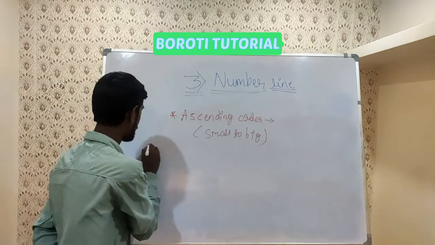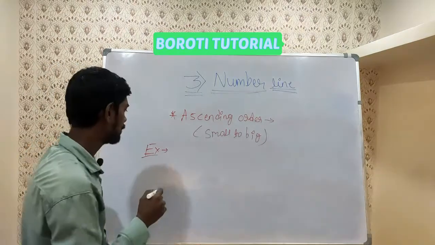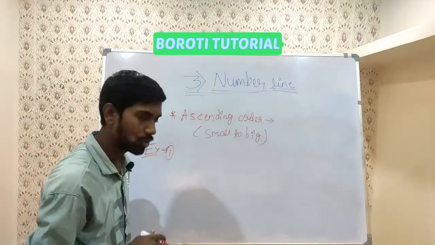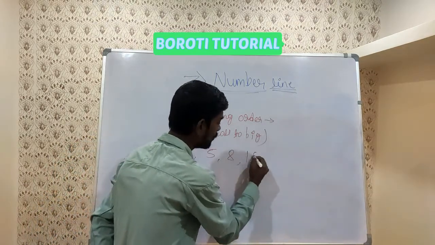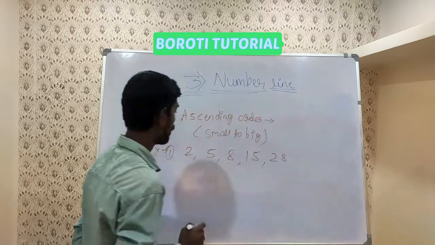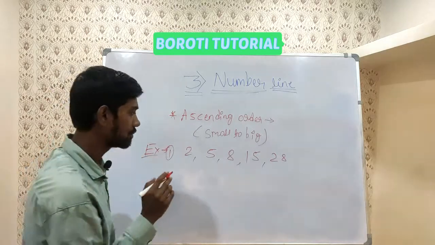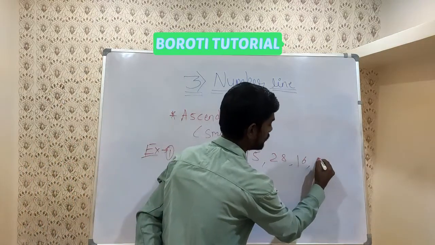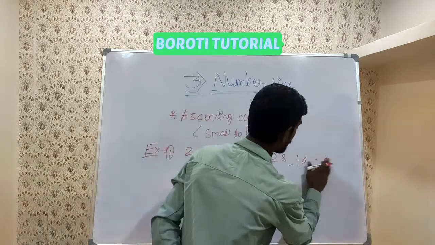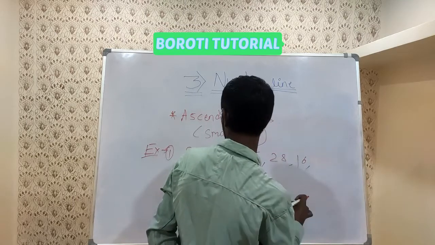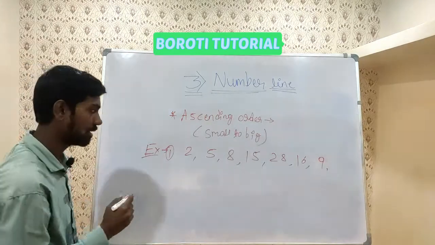We'll explain by taking an example. First we will take small numbers, then we can go for bigger numbers in example 2. Here they give 2, 5, 8, 15, 28. Out of these numbers, they ask you to make the ascending order. We will take some more numbers: 16, once again 8. The same number comes once again, so we will take the other number as 9. Out of these numbers, you have to make the ascending order.